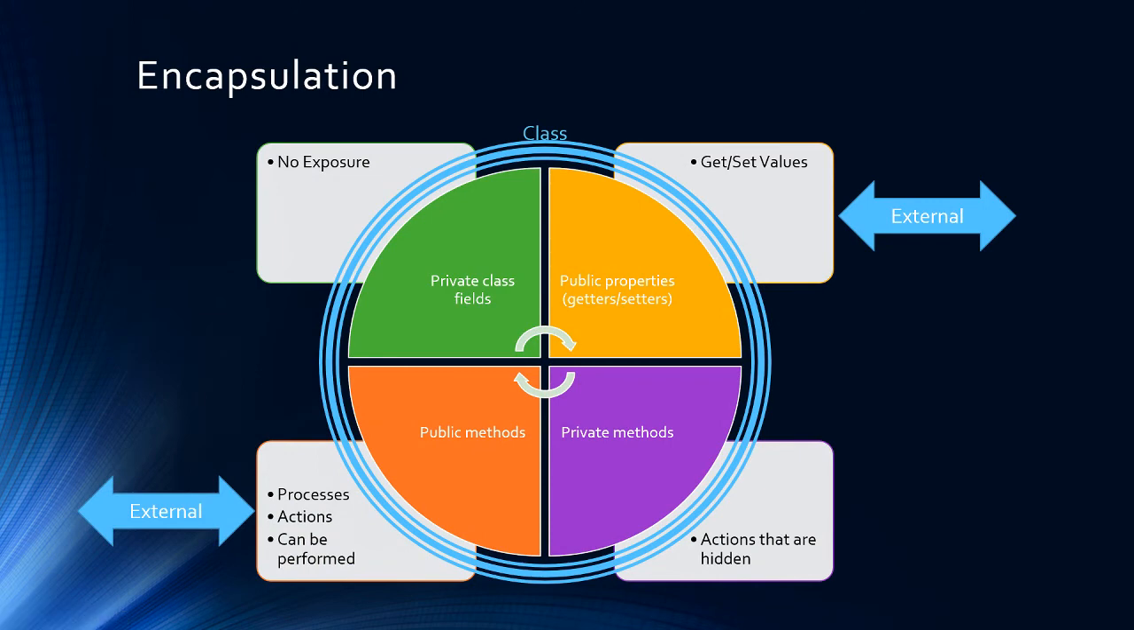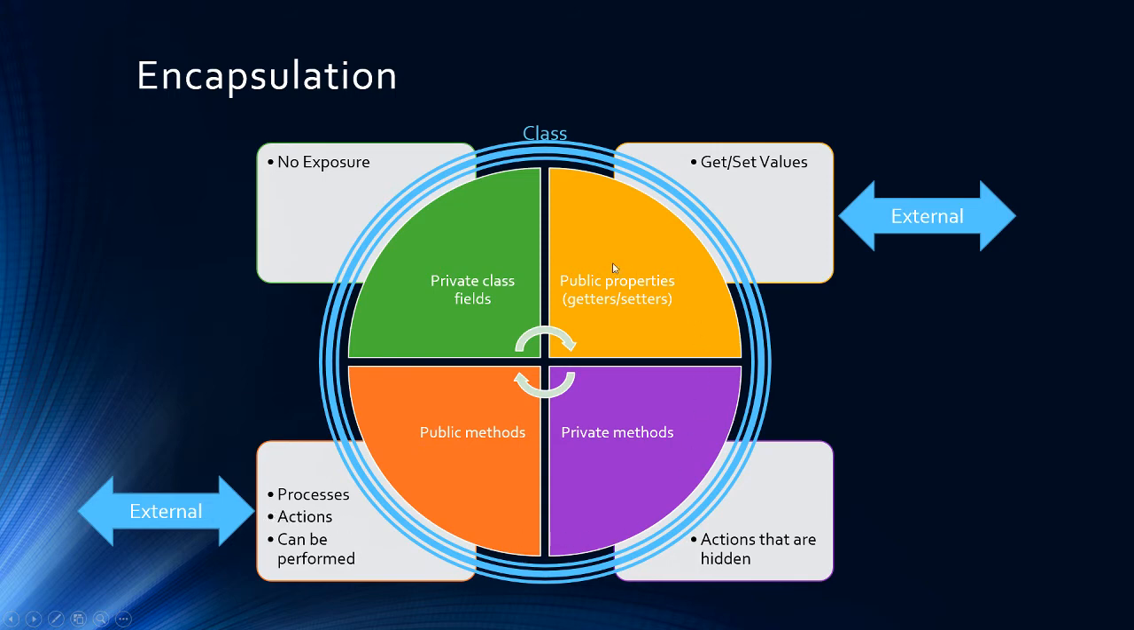If I have a class and I have my private class fields, those have no exposure, nothing outside of my class can access those. But if I expose them using public properties or getters and setters, then external classes can access that data. In the same sense, I can have private methods within my class that are hidden actions that are only available to other methods within the class. But I could also have public methods that are available to external outside sources, other classes. These are processes or actions that could be controlled by those external sources or executed by them.